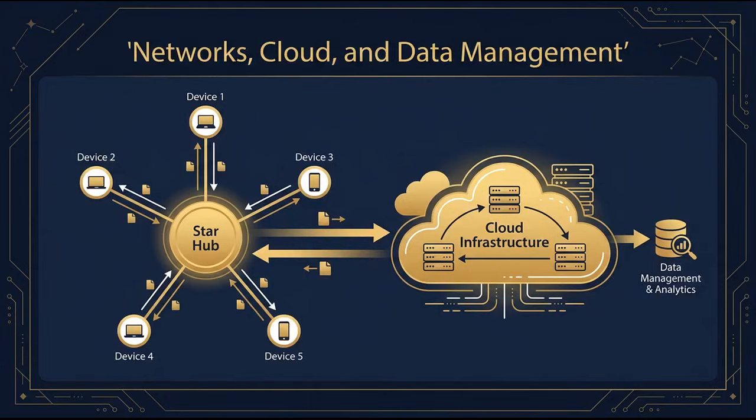Beyond local networks, businesses increasingly rely on cloud computing. One key cloud service model is Infrastructure as a Service, or IaaS. IaaS provides virtualized computing resources like virtual machines, storage, and networking, leaving the customer to manage their own operating systems and applications. This infrastructure often handles big data, which is characterized by the 3 V's: volume, velocity, and variety.